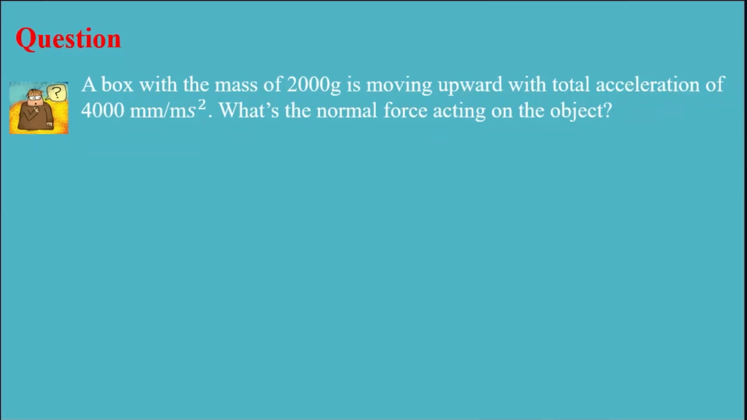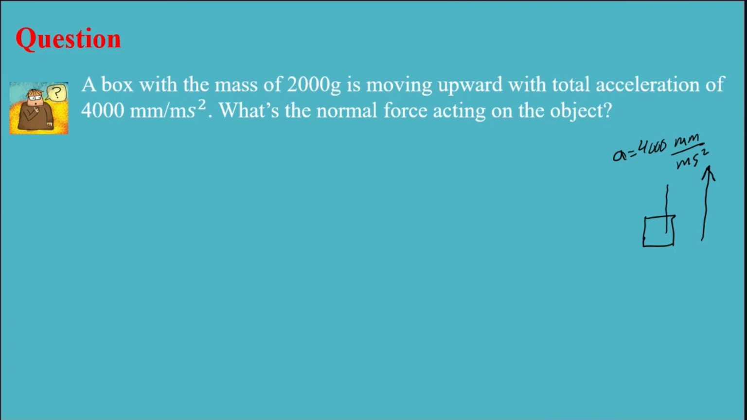Let's see what I got. A box with a mass of 2000 grams is moving upward with a total acceleration of 4000 millimeter per millisecond squared. What's the normal force acting on the object? So here I have a box moving upward. Total acceleration is 4000 millimeter per millisecond squared. And then I need to find the normal force, right?